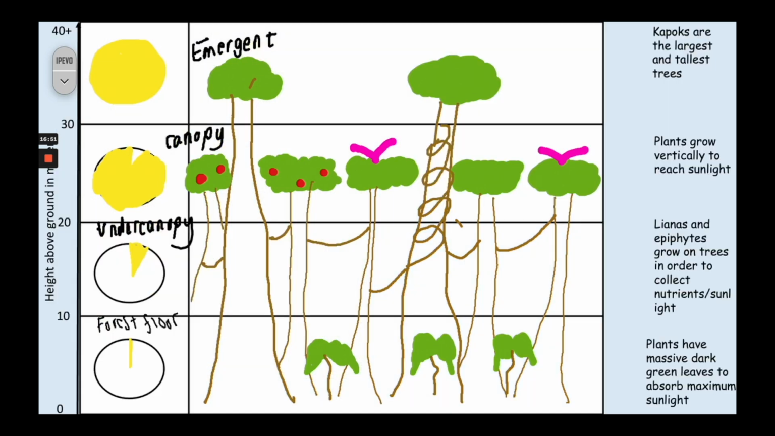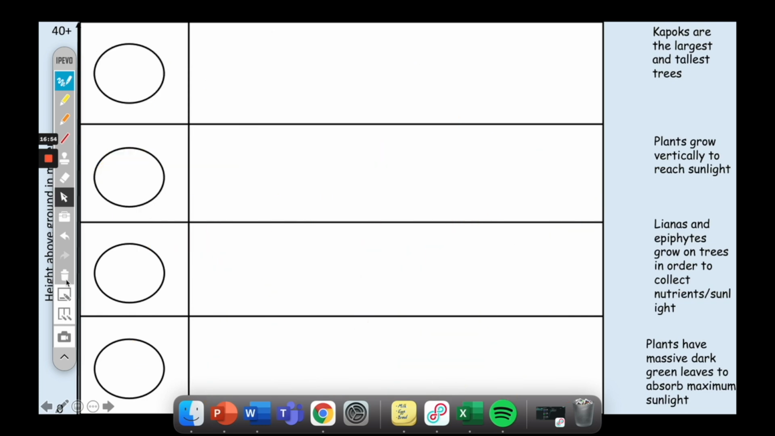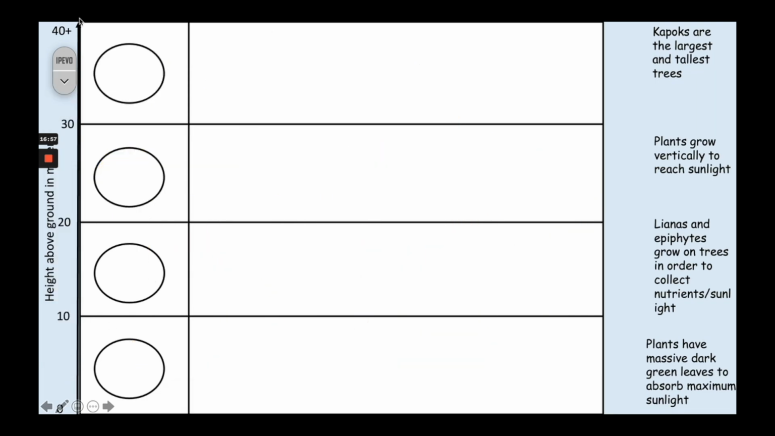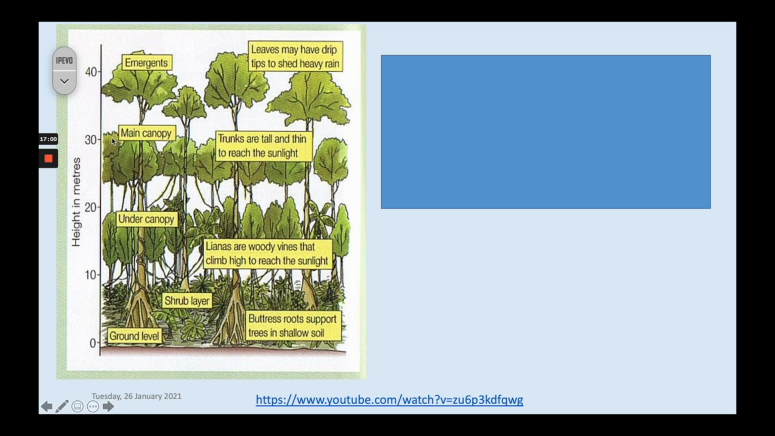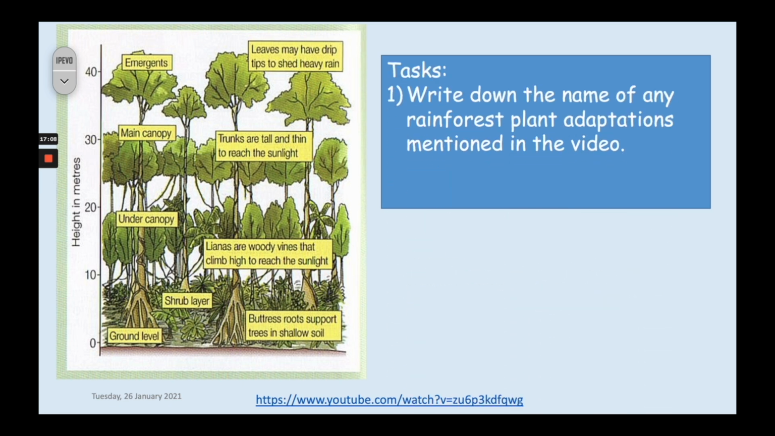Now the next thing you are going to do, once I've got rid of this, is you are going to watch a video which is all about adaptations that these plants have. So we've got an idea of the structure of the rainforest, but now we've got some adaptations. So what I want you to do, as you watch the video, first of all, write down the name of any rainforest plant adaptations mentioned in the video. So identify what are the actual adaptations that some plants have. But number 2, and this is probably the most important part, explain how it helps a plant live in the rainforest. So how does having that feature mean that that plant can survive in the hot and wet conditions of a rainforest?